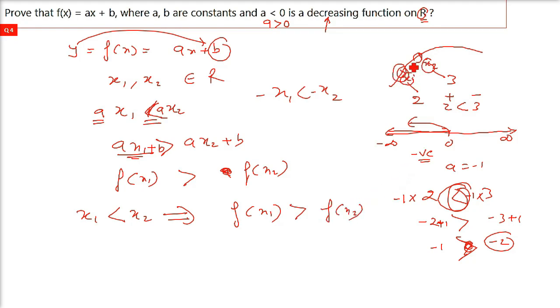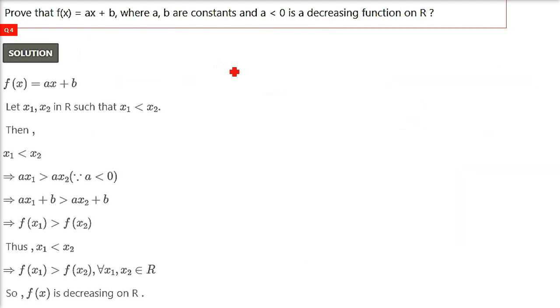So that is why f(x1) is greater than f(x2), and this shows what? A decreasing thing. You're not going up, you are actually coming down. So that implies f(x) is a decreasing function on the real numbers. Now, the explanation I have given, but the writing work is what you have to perform. This is how you are going to do it.